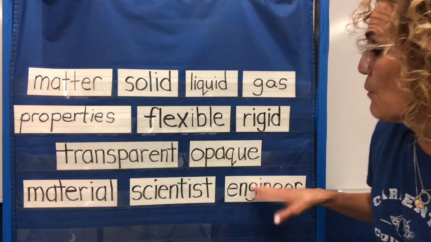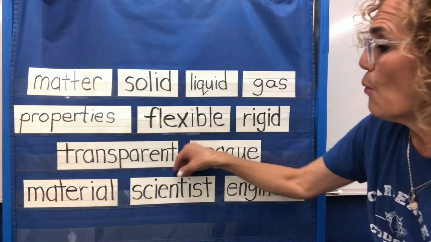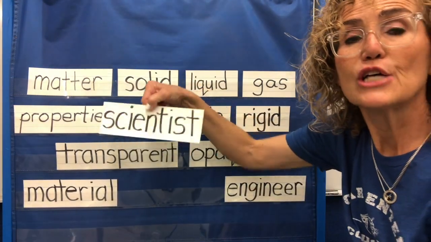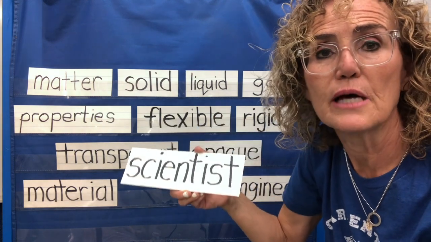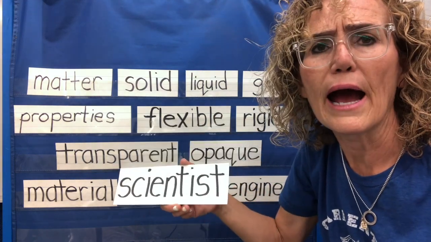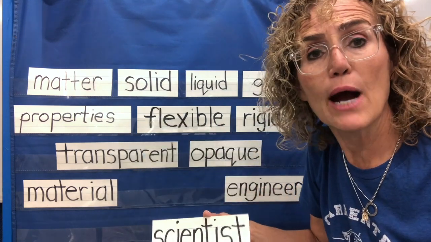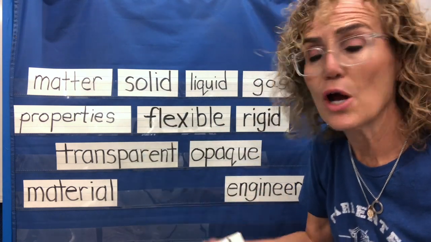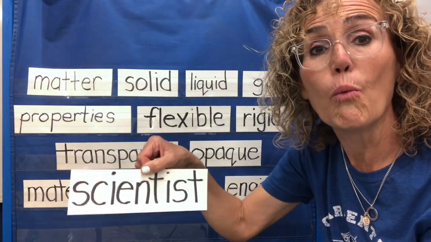Now, today I want us to talk about these two words and how they're different. One is a scientist. Boys and girls, a scientist is a person who asks questions. I wonder why the sky is blue. I wonder why towers are so tall and strong. So scientists ask questions and find out why.